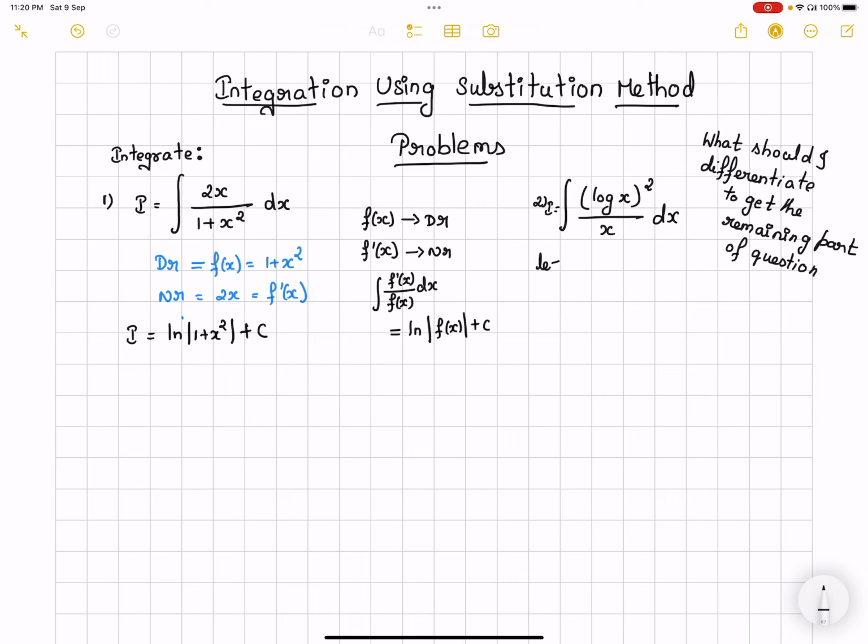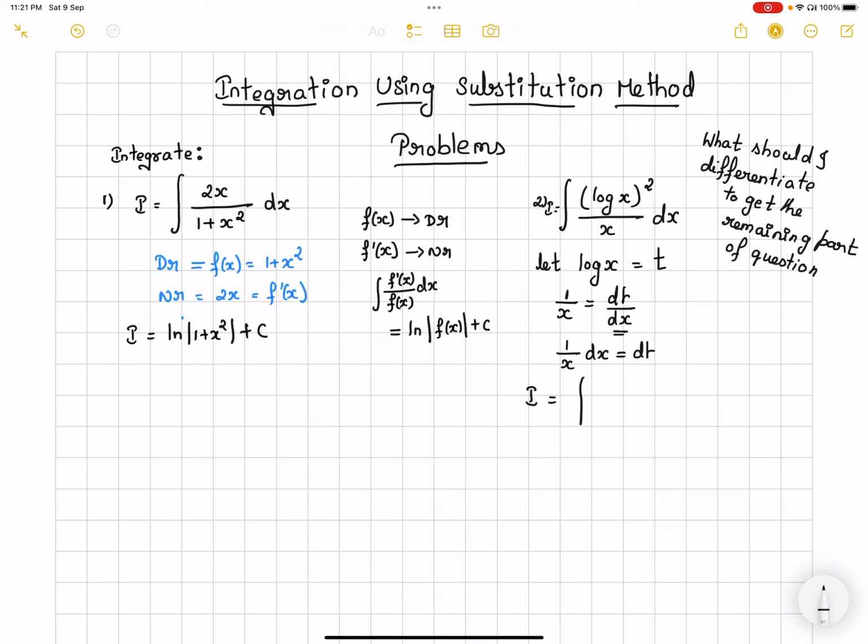Let log x be equal to t. When I differentiate log x with respect to x, I would be getting 1 by x. That's the reason I'm getting it this way. Now this dx, when it goes to the other side, I would be getting 1 by x multiplied by dx is equal to dt. That's it. Now let's go with our substitution.